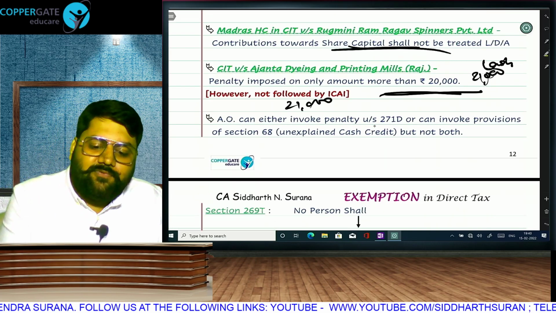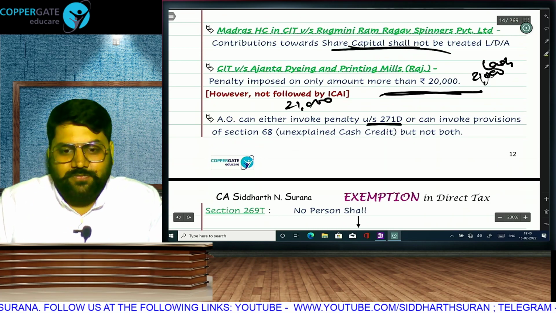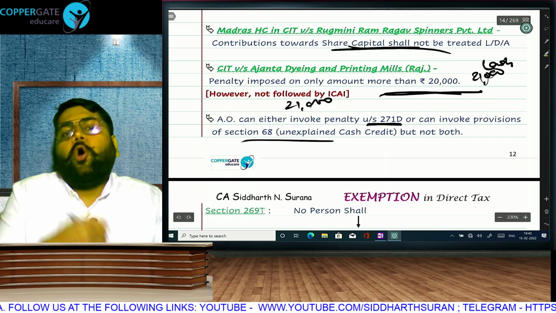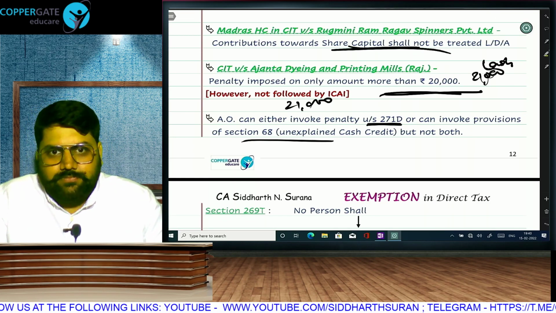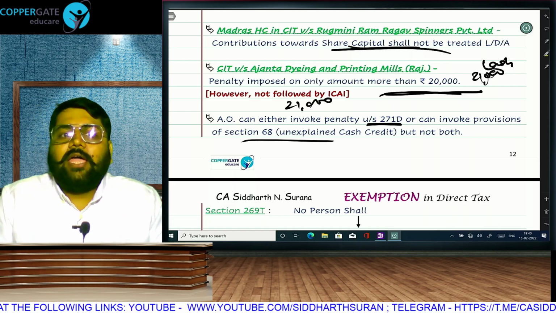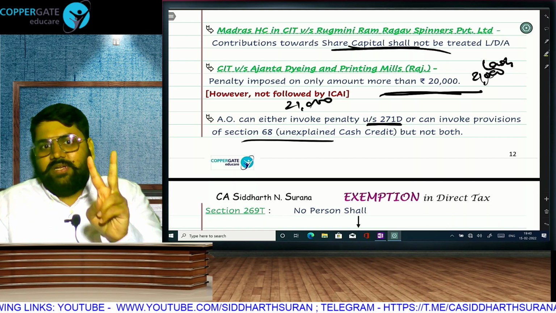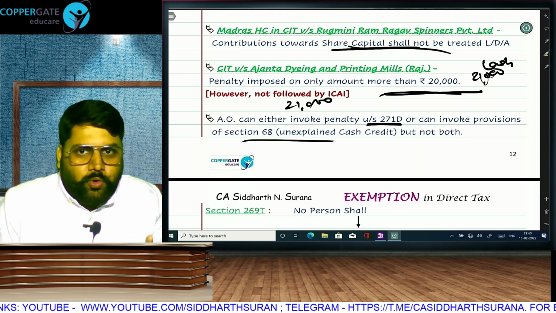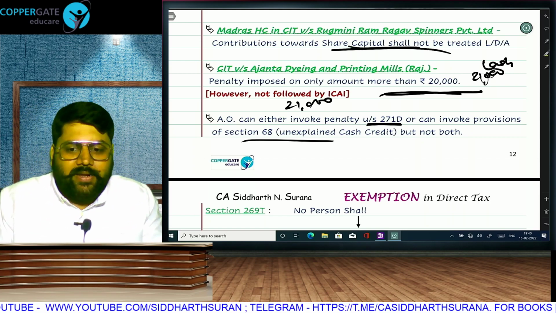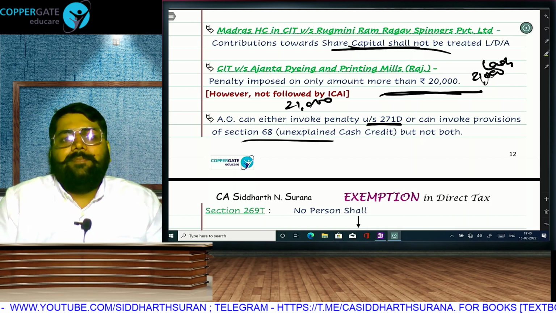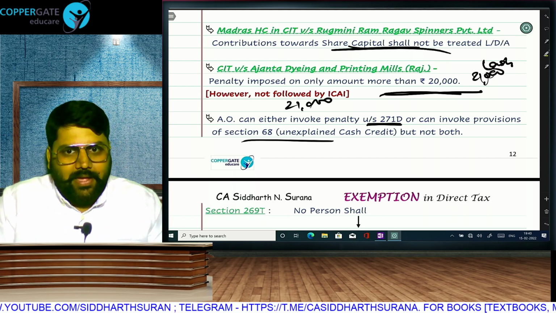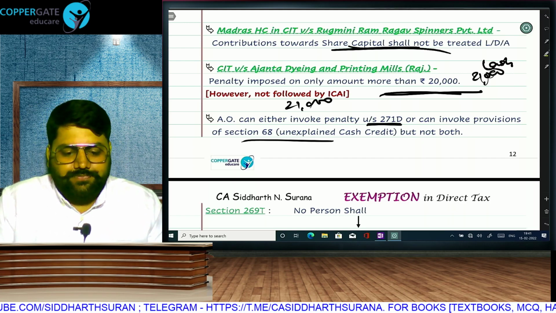The AO can invoke this penalty for violation of 269SS, or he can call your amount unexplained cash. He cannot invoke both. He cannot accept your loan argument and still call it concealed income. He has to decide concealment penalty or loan penalty. Only one of them will be applicable. He will not apply both on you.